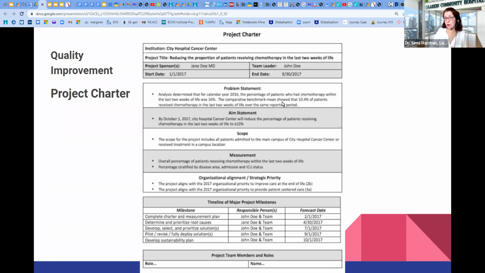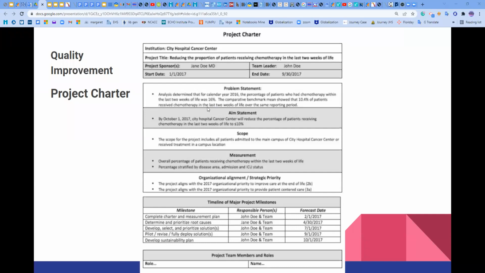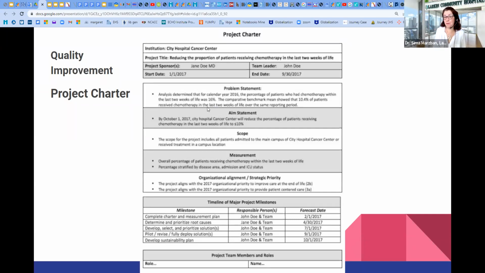The comparative benchmark showed that 10% of patients should receive chemotherapy in the last 2 weeks of life over the same reporting period. So you see here that the problem statement compares the current situation, which is fact-based and data-oriented, to an ideal and expected benchmark, facts from the literature review. And then for closing this gap, they have defined this aim statement.